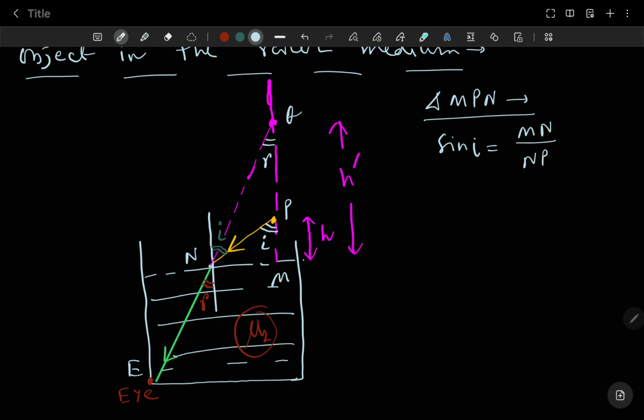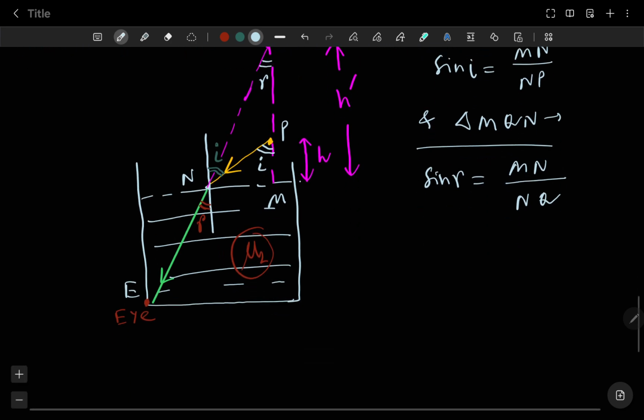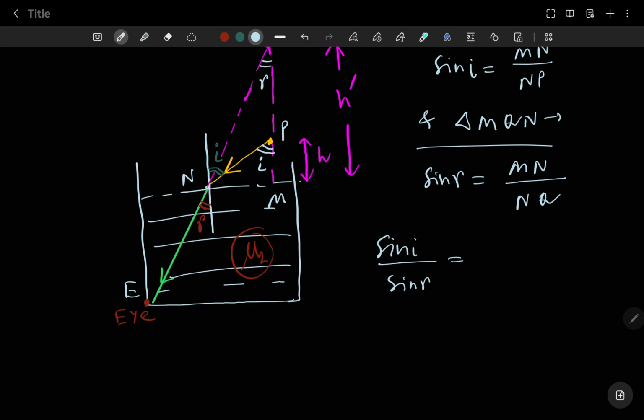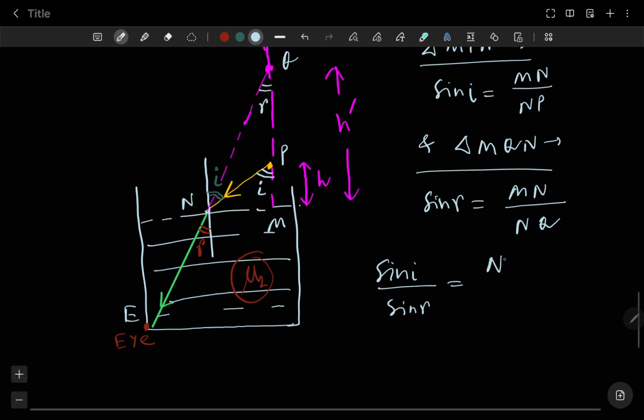And from triangle MQN, what you can write, sin r is MN by NQ. So if you divide these two, sin i by sin r, MN gone, so you will get NQ by NP.